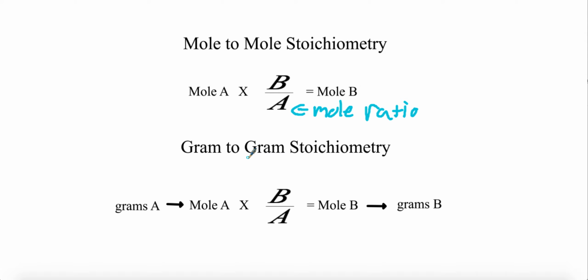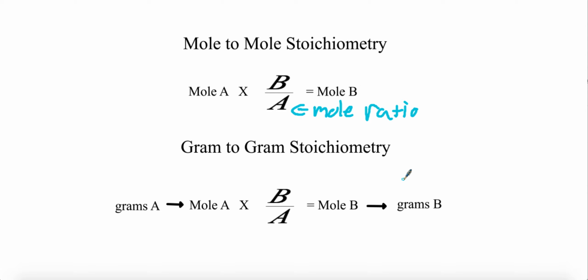The reason for this is just practicality. If we're doing a lab or some kind of experiment, you can't measure out moles. Scientists don't really deal with moles because there's no scale that you could just put something on and get moles from. We have to work with grams because everything physically that we're working with is grams. But we have to be able to convert grams of one thing to grams of another.